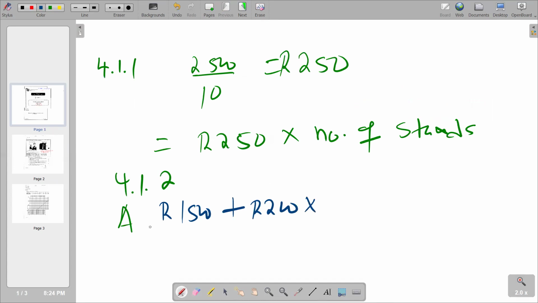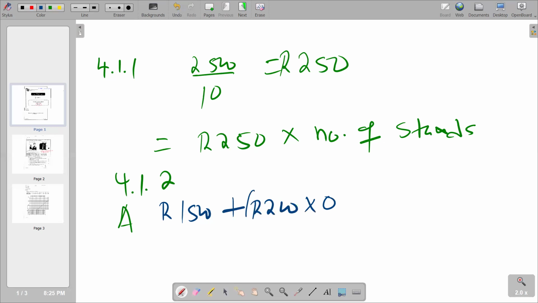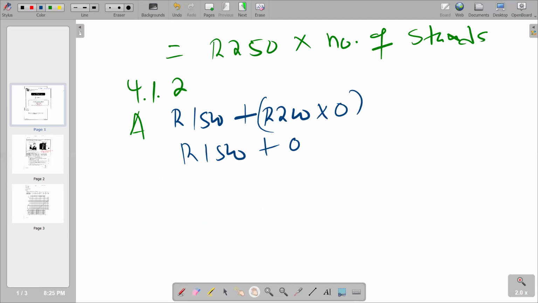And then we check on A. On A, what do we have? So if you go to A, you would see that the number of stands that we have is 0. We are having 0 there, so we're going to put our 0 on number of stands. So here you come here, multiply by 0. So from there, we can see that it becomes 1,500 plus 200 rands times 0, you get a 0. So obviously, your final figure becomes your 1,500. So this becomes your final answer on calculation of A.